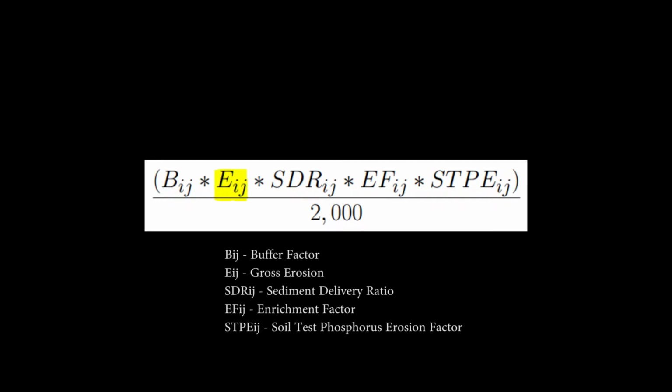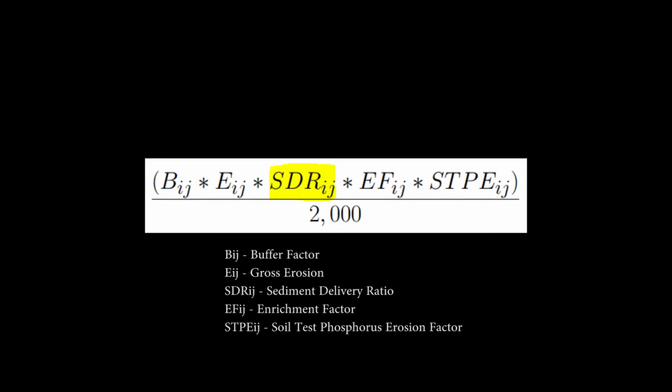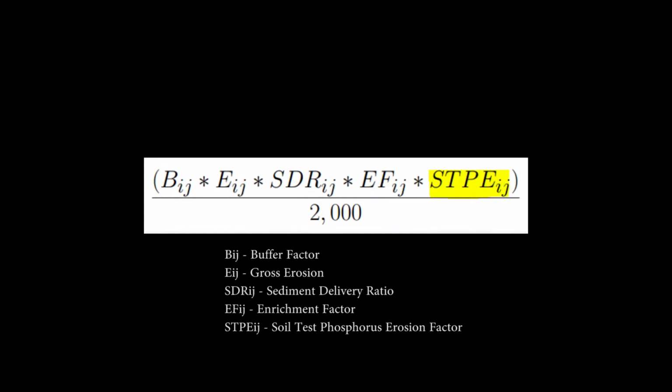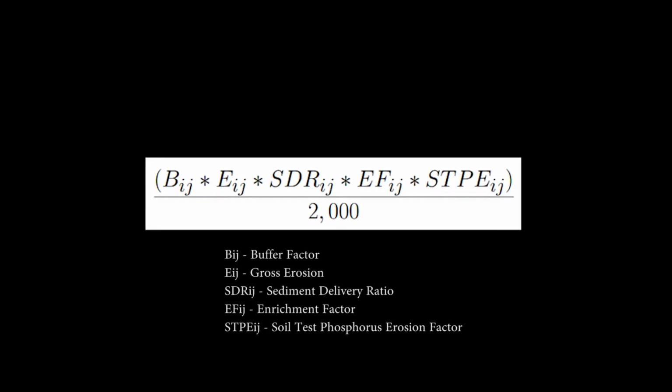The erosion component, which measures delivery with sediment, is broken down as (B_ij × E_ij × SDR_ij × EF_ij × STPE_ij) / 2000, where B_ij is the buffer factor, E_ij is gross erosion, SDR_ij is the sediment delivery ratio, EF_ij is the enrichment factor, and STPE_ij is the soil test phosphorus erosion factor.